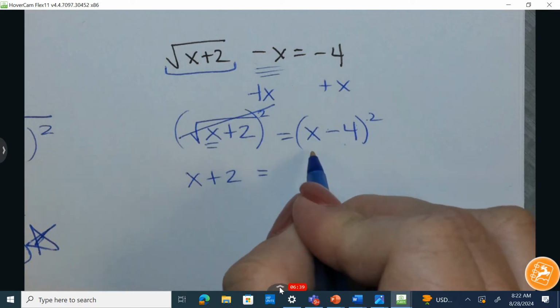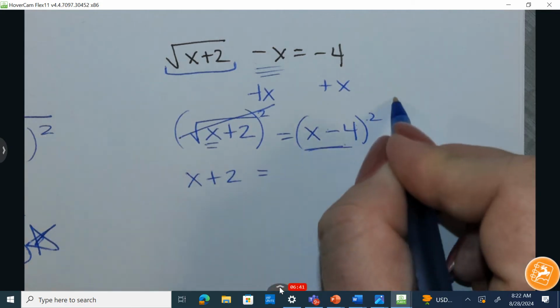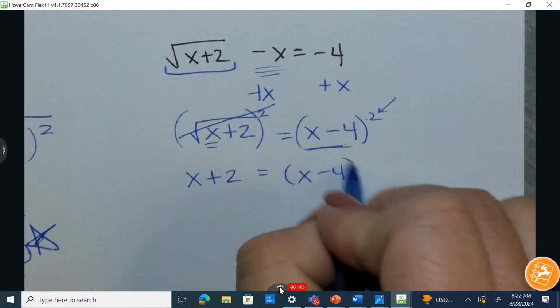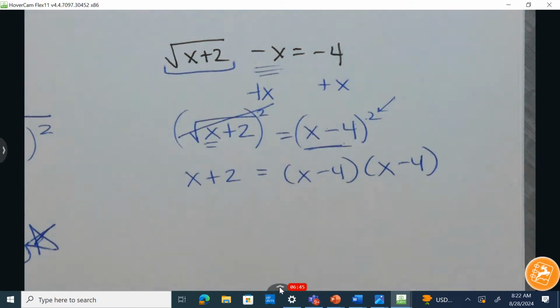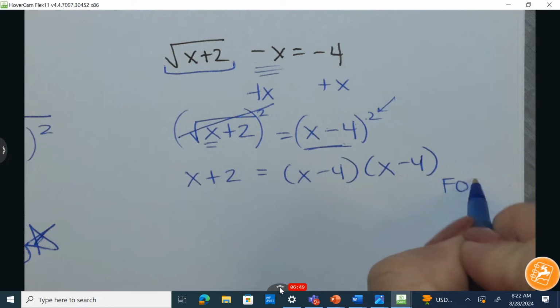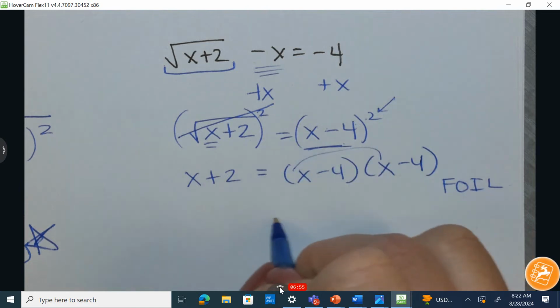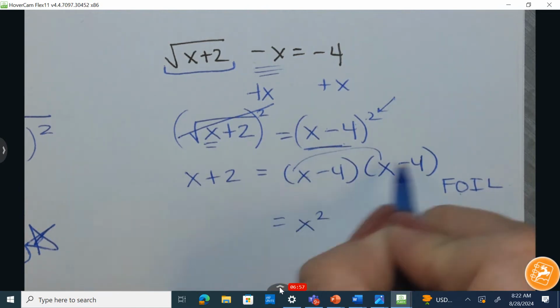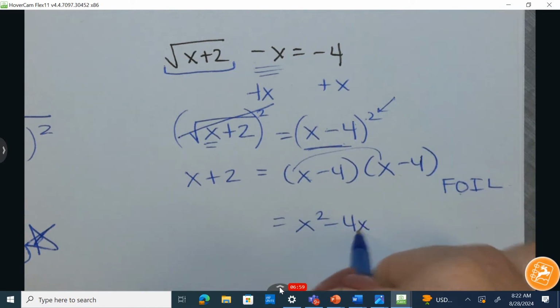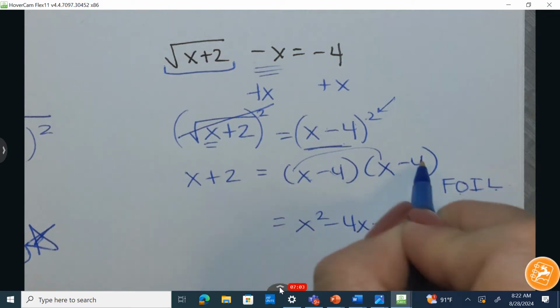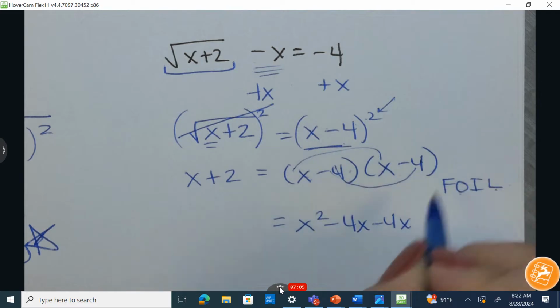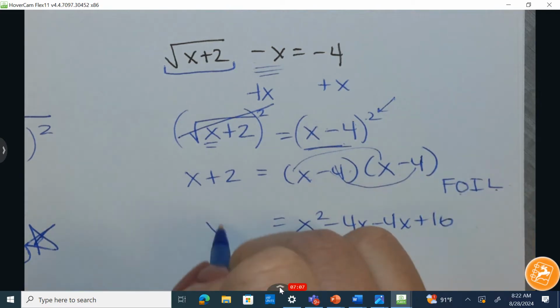Now over here, this says write this quantity twice. So let's write down x minus 4 times x minus 4. If you need a little review, FOIL means front, outside, inside, last. So I'm going to do that right now. I'm multiplying the fronts to get x squared. I'm multiplying the outsides to get a negative 4x. I'm multiplying the insides to get a negative 4x, and I'm multiplying the last terms to get a positive 16.